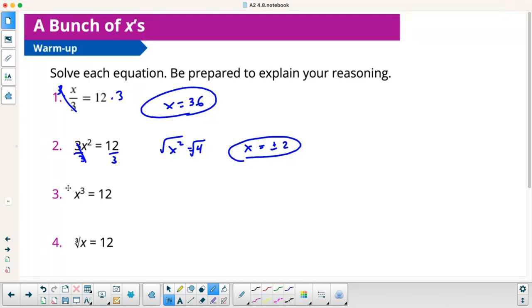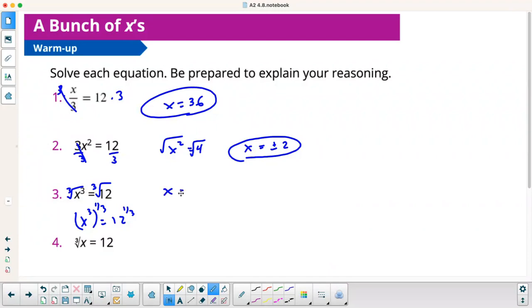Cubed, I can cube root both sides. Or I want to also show you this. You could also do this. This came up the other day in a previous lesson. If I take it to the 1/3, this is the same. Okay, so you get the same answer. 3x cubed to the 1/3, you'd multiply those exponents and you get 1.